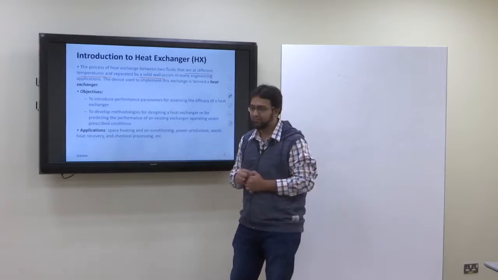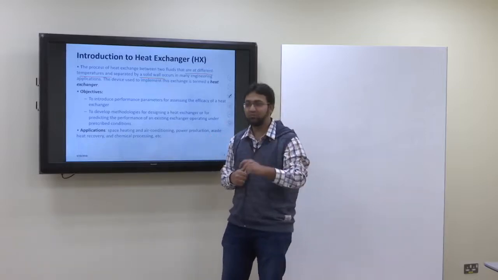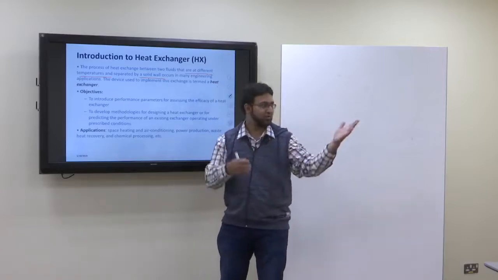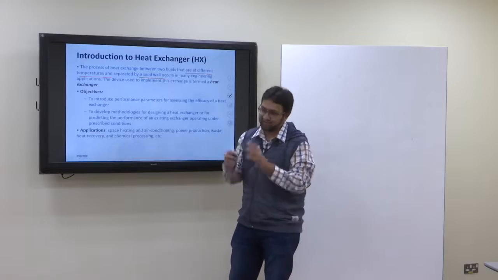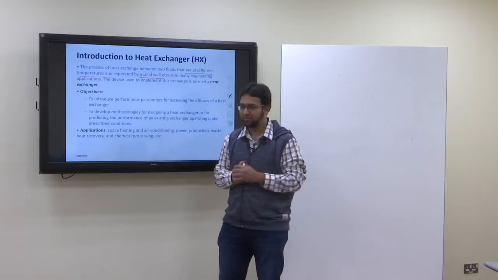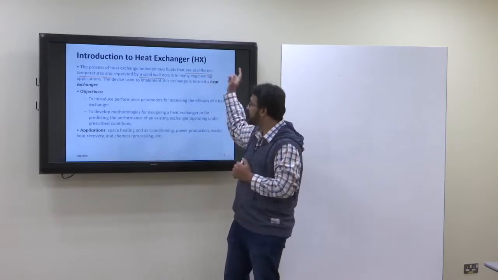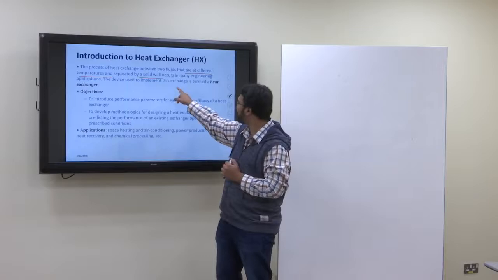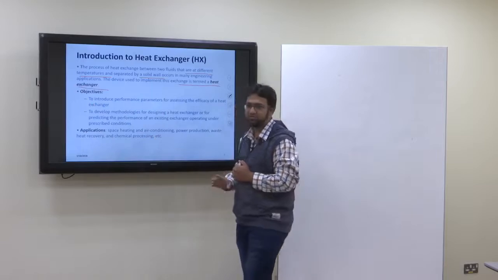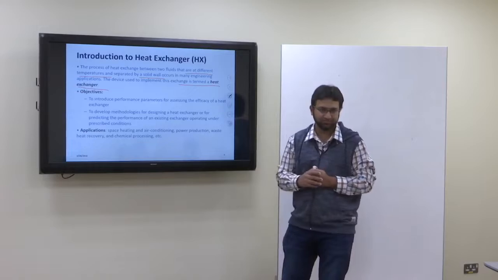Normally we make it of metal, because we want the heat exchange to take place. So we need a solid boundary which allows conduction of heat easily. If you make a solid boundary of a concrete wall, yes, it is a solid boundary, but it will not allow heat transfer to take place that easily. The thermal conductivity is very low. Anyways, this occurs in many engineering applications. The device used to implement this exchange is termed a heat exchanger. So any device which is allowing the heat exchange to take place from one fluid to another fluid is a heat exchanger.